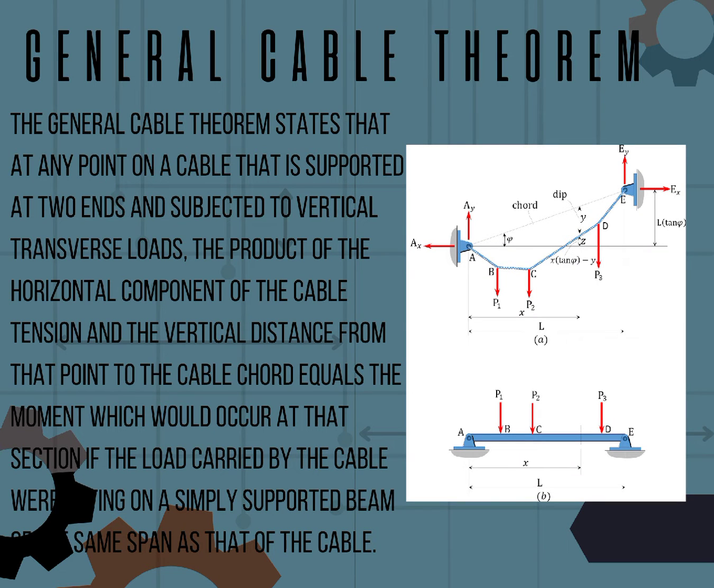General cable theorem. The general cable theorem states that at any point on a cable that is supported at two ends and subjected to vertical transverse loads, the product of the horizontal component of the cable tension and the vertical distance from that point to the cable chord equals the moment which would occur at the section if the load carried by the cable were on a simply supported beam on the same span as that of the cable.